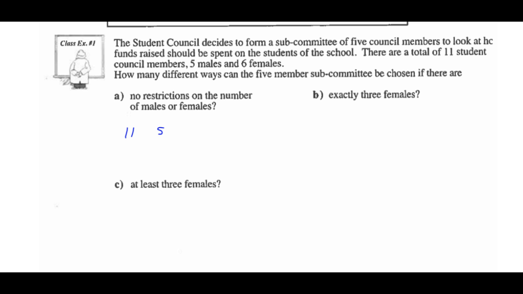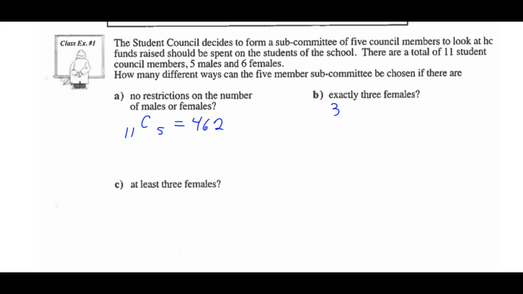and we need to choose a 5-member council, so we're going to choose 5 of them. Is order important for a council or not? Order is not important, so this would be a combination. So 11 combinations of 5. You can do that in your calculator. 11 combinations of 5 is 462 possible 5-member subcommittees.